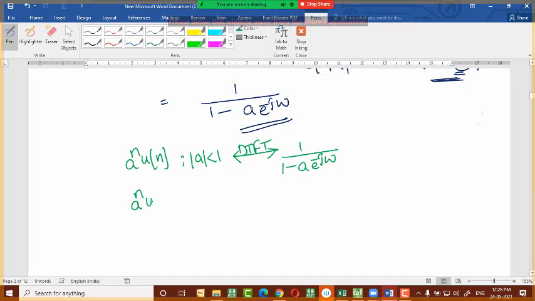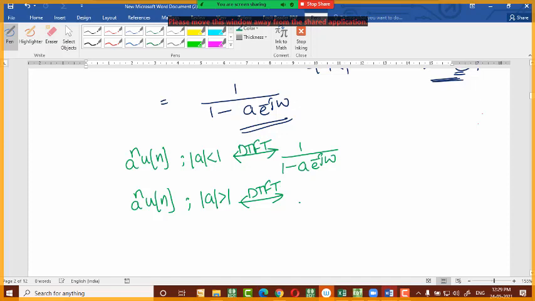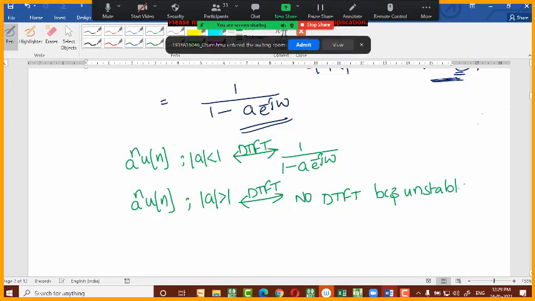A power n u of n, magnitude of a is greater than 1, DTFT: no DTFT, because the given signal is an unstable signal.